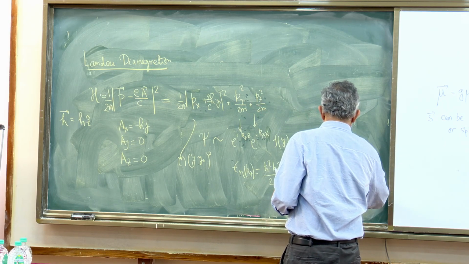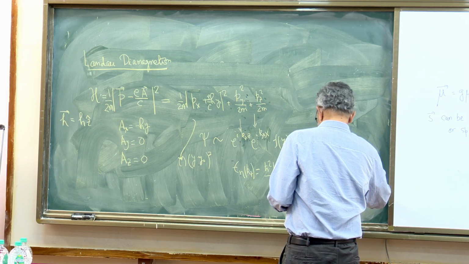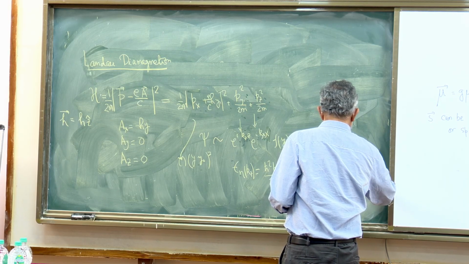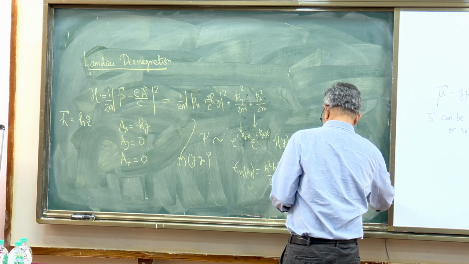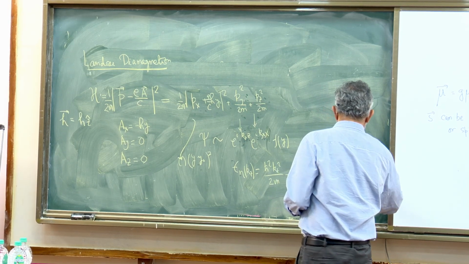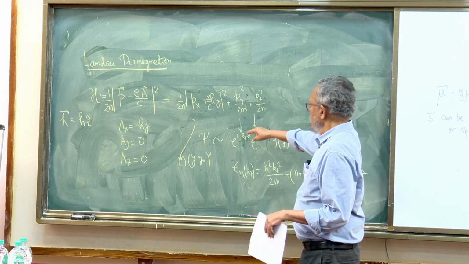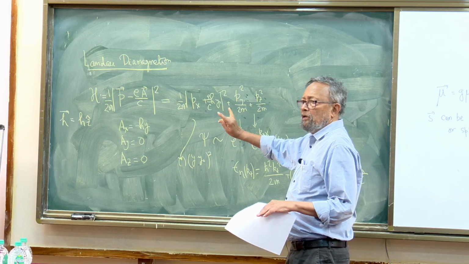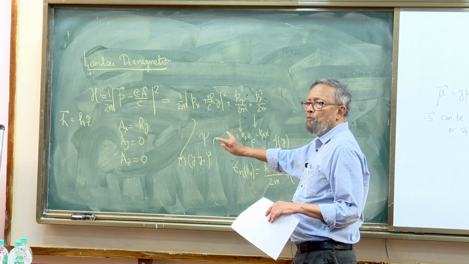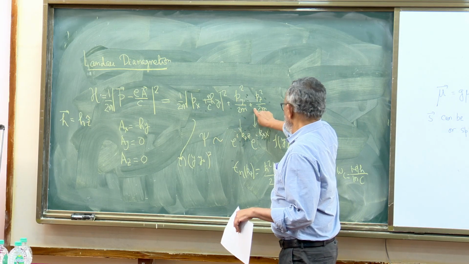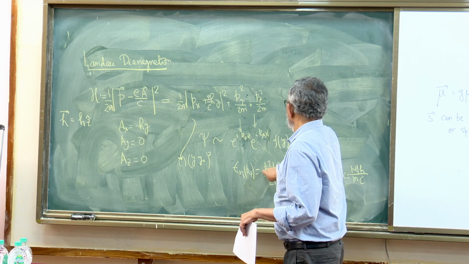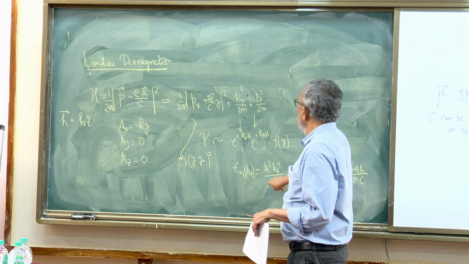Omega c is the cyclotron frequency. So you can do it in just two lines of algebra, which I have not written down here, but it's fairly easy to do. Pz squared is trivial. It just gives you h-bar squared kz squared over 2m.